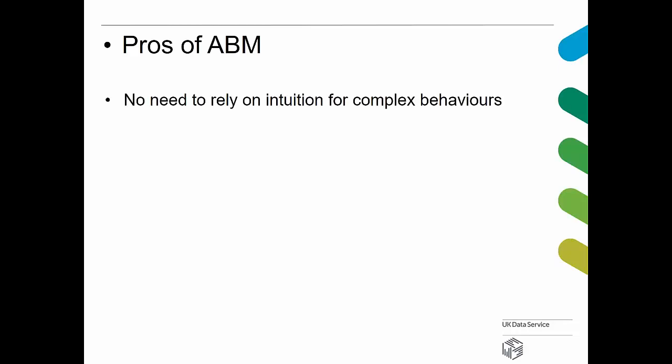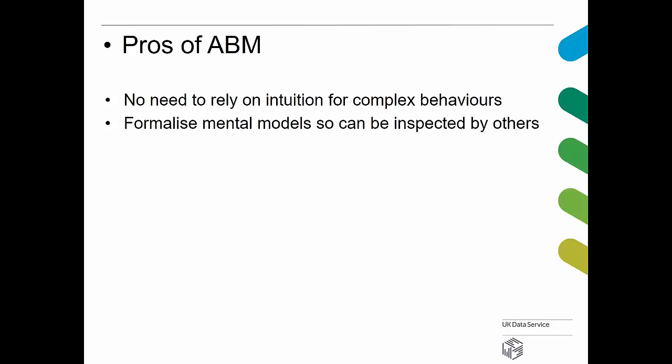So that's where agent-based modeling comes in, because there's no need to rely on intuition for complex behaviors like that. You can just build a model and test it. You don't have to say, I think I know what would happen. You can see. Agent-based models are also extremely useful for formalizing mental models so that others can inspect them.